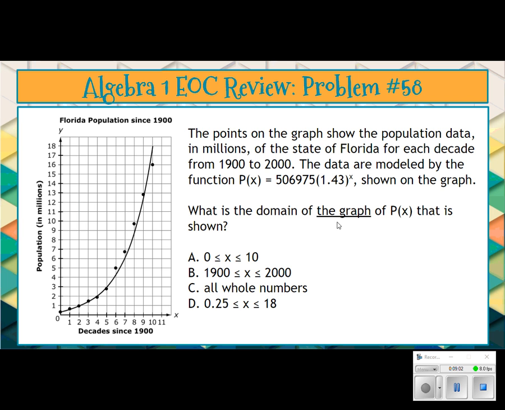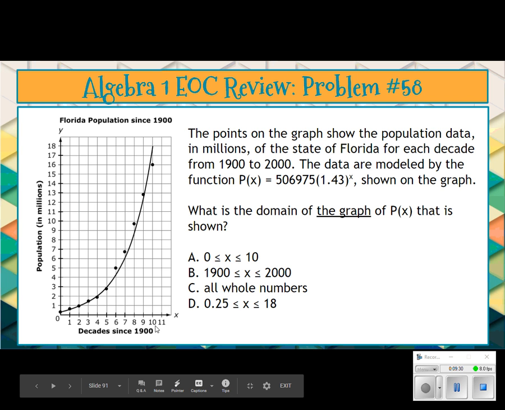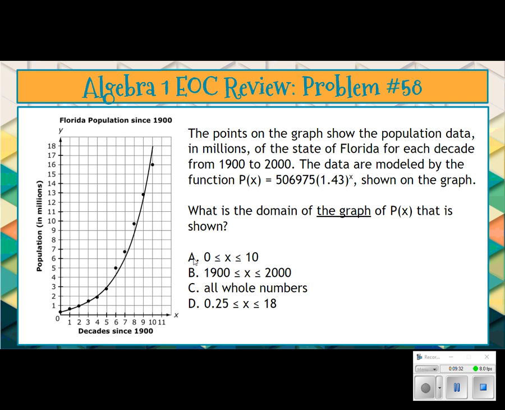this is the domain of the graph, and they're starting at 1900, and so that is an x value of 0, and then they're going up to an x value of 10. They're even saying for each decade from 1900 to 2000, the data is modeled. So the domain of the graph, even though this line kind of goes past, really should be from 0 to 10, decades since 1900. So A is going to be the best answer because that's what you're plugging in for x.